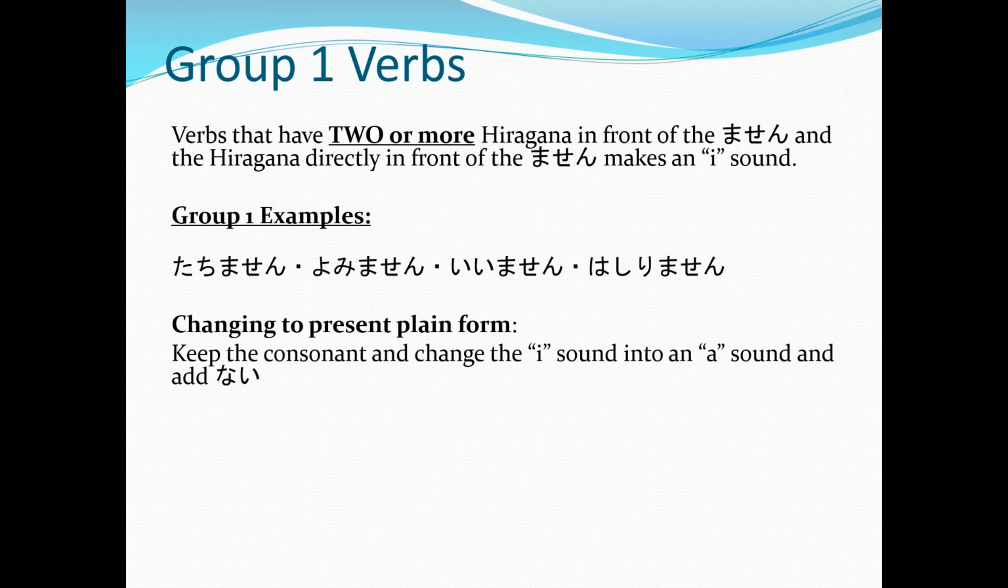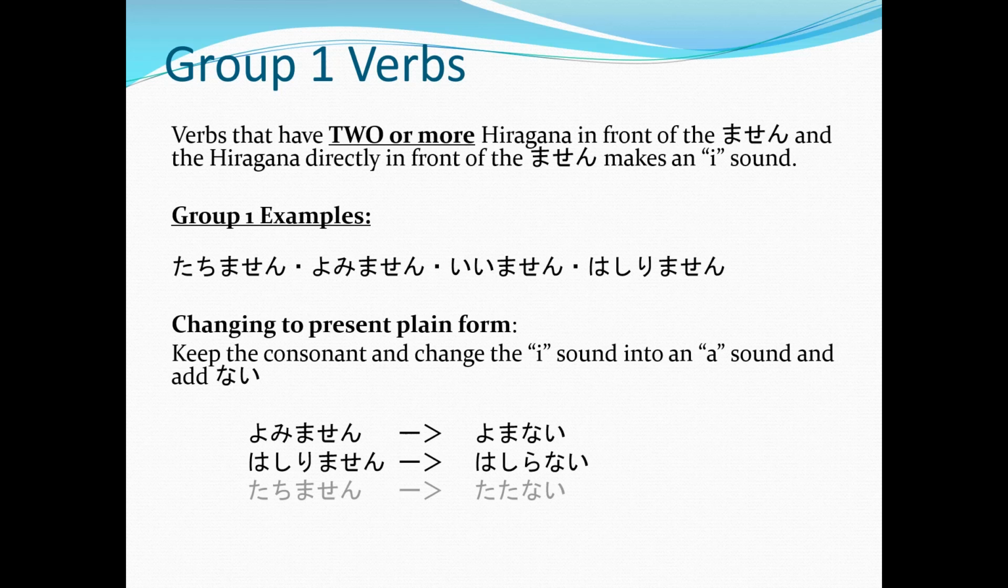So to change them, you keep the consonant and change the I sound to make an A sound and add nai. So yomimasen becomes yomanai. That M is kept. You change the yomi to a yoma nai. Hashirimasen becomes hashiranai. Tachimasen becomes tatanai. And lastly, imasen, be careful, becomes iwanai because there's no consonant.